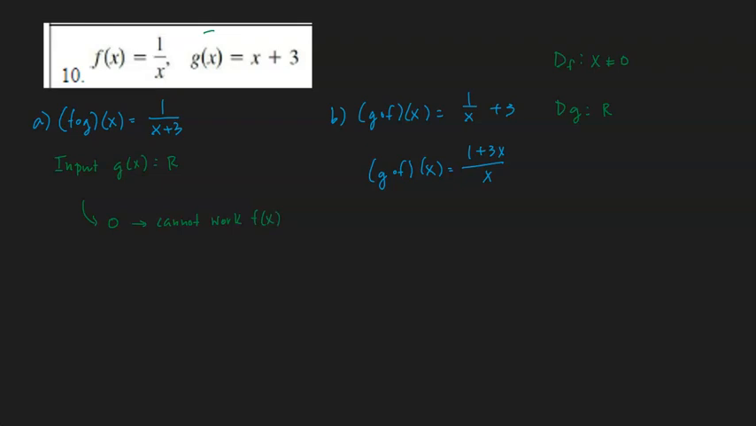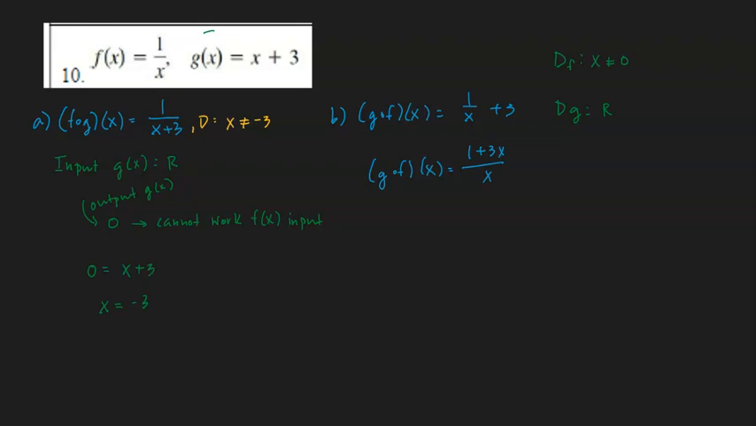then it cannot work for f of x. So therefore I have to figure out this output of g of x. So I set that equal to the original function of g of x, the output of g of x, if it's an input. So x equals -3. So the domain of this is x cannot equal -3.